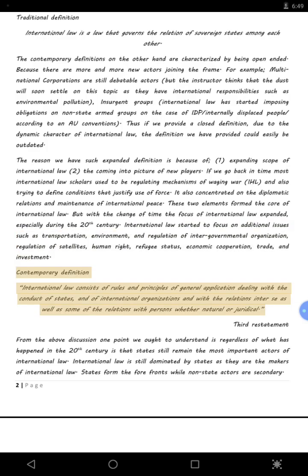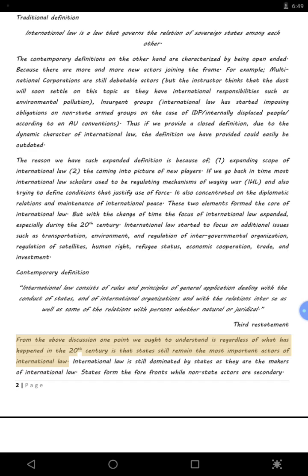Contemporary definition: International law consists of rules and principles of general application dealing with the conduct of states and of international organizations and with their relations inter se, as well as some of their relations with persons, whether natural or juridical. Third Restatement.